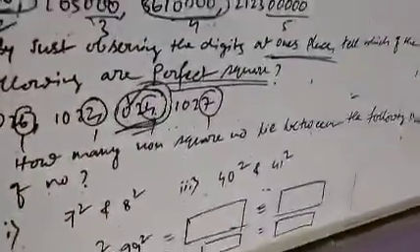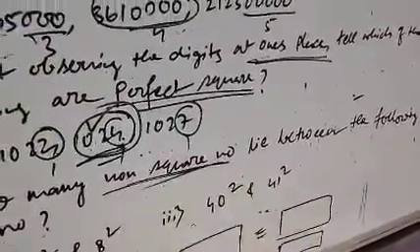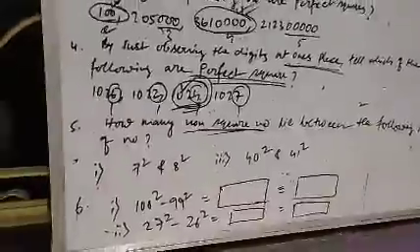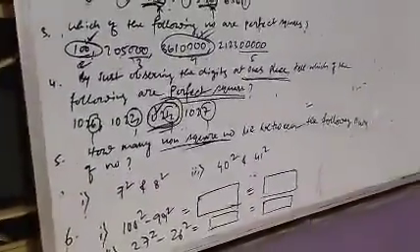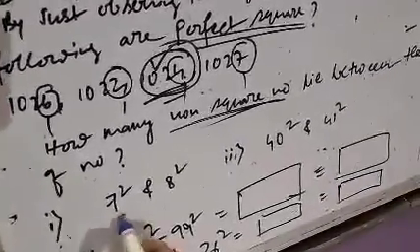Question number 5. How many non-square numbers lie between the following pairs of numbers? There is a specific rule for this question. I have covered all the rules of the square and square root chapters. The first question is 7 square and 8 square.